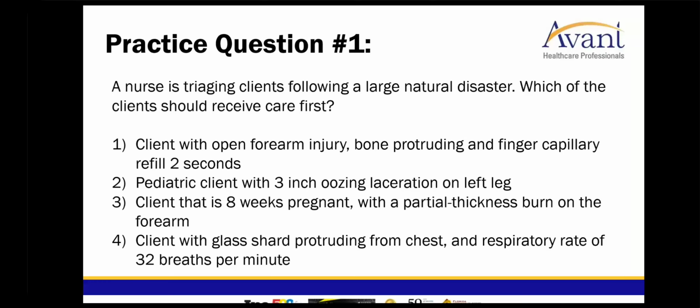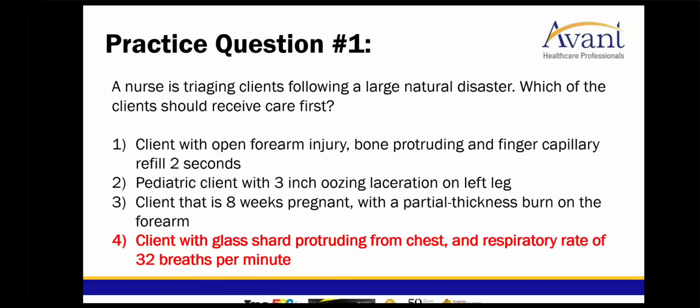All right. Hopefully you've paused that and you had a moment to think about it. And now we look at the question. And the correct answer here is number 4. Client with glass shard protruding from chest and respiratory rate of 32 breaths per minute. Hopefully most of you, if not all of you, have gotten this question right. It doesn't look like it was too challenging of a question.